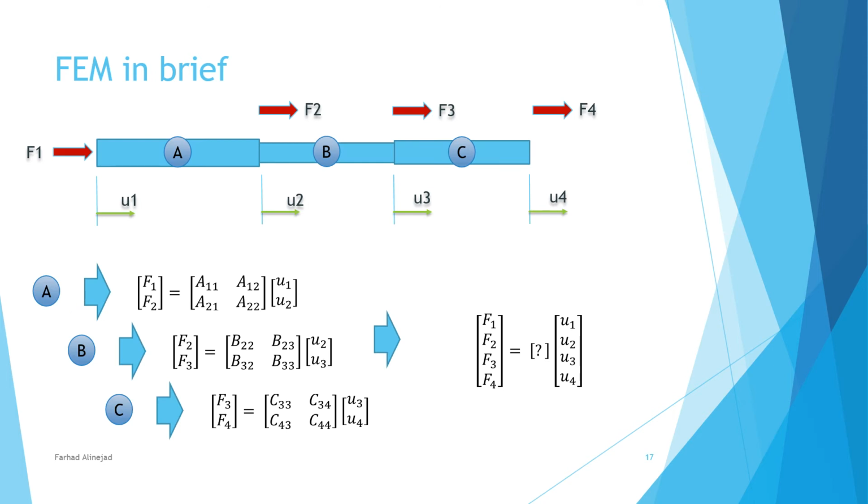Let's make our life a little more difficult and add some rods together. Now we apply the same formulation for every rod. And we write the matrix equation for rod A, for rod B, and also for C. Then how can we assemble all these three matrix equations together and have one matrix equation? That would be rather easy. You may notice that the matrix to be generated is a 4 by 4 matrix.